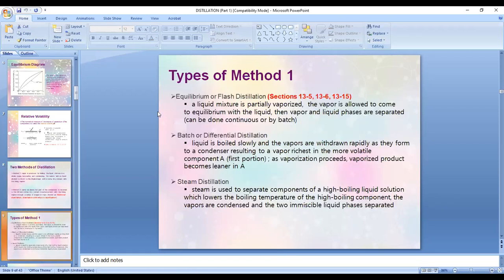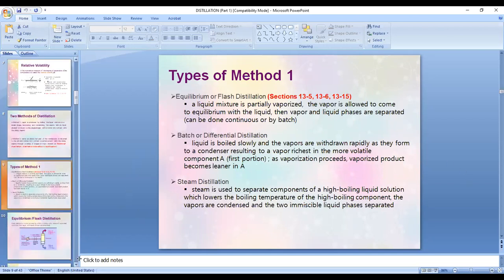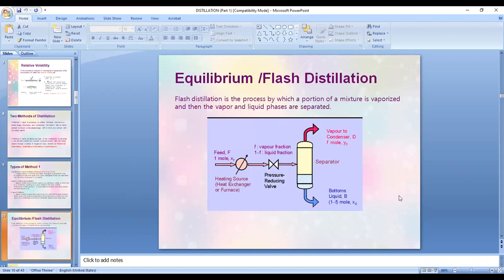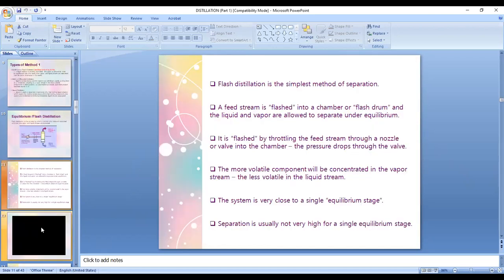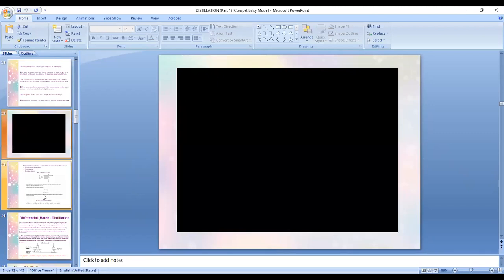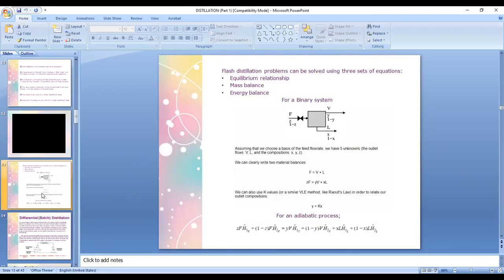So under method 1, you have equilibrium or flash distillation, you have batch or differential distillation, and you have steam distillation. Kindly read on those. And you have here more information on equilibrium and flash distillation. Please read on this. You can look at the video that is inserted, and you can view the material balance, energy balance, and equilibrium relationship that is needed if you're given a flash distillation problem.